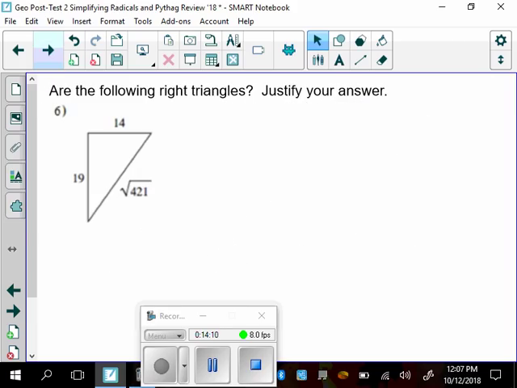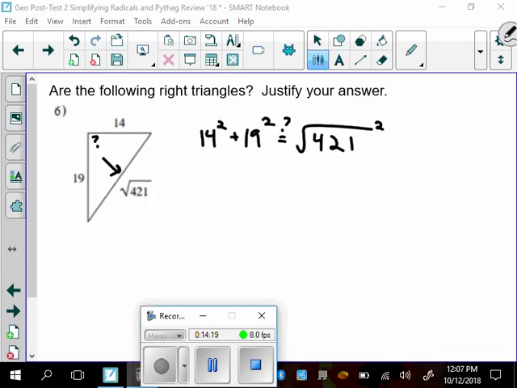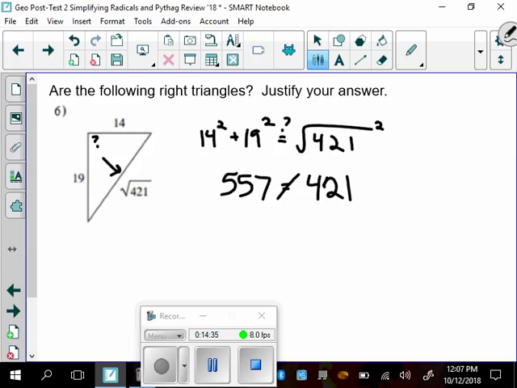So then you can pause the video and try the last one on your own to determine if it is a right triangle or not. So we're asking ourselves if 14 squared plus 19 squared equals the square root of 421 squared. And I'm going to put this in my calculator. This side was 557. This side was 421. Those do not equal each other. So no, it is not a right triangle.